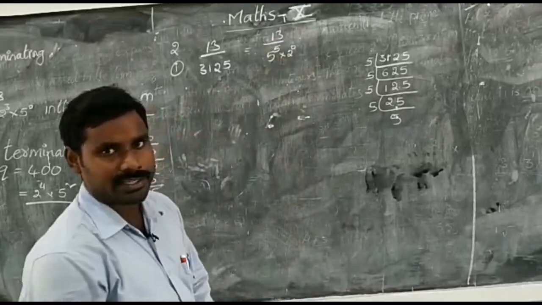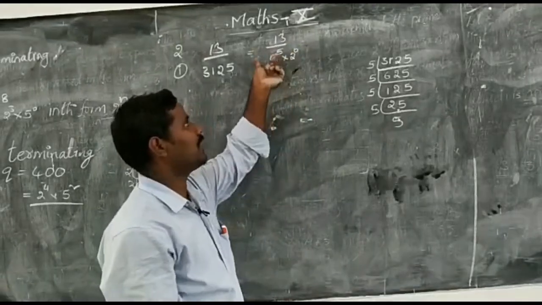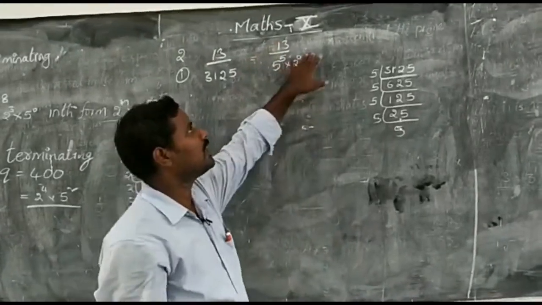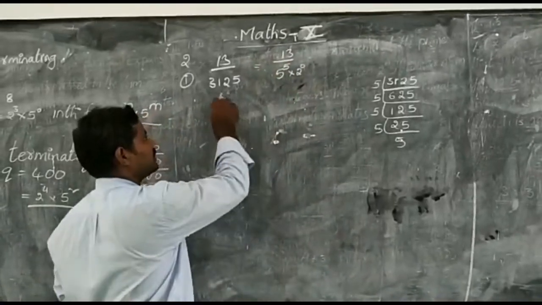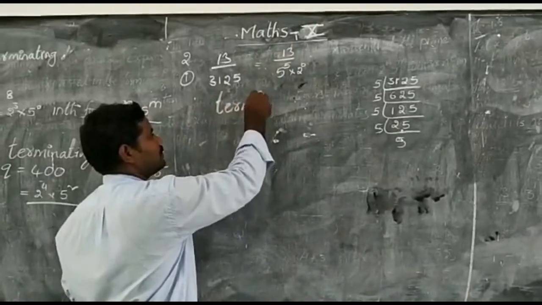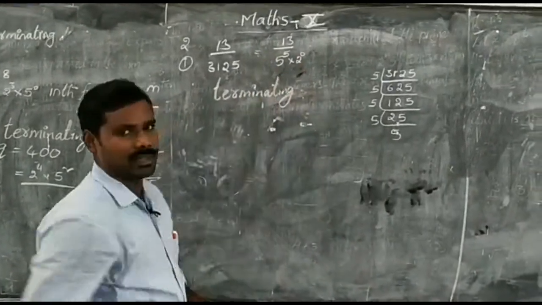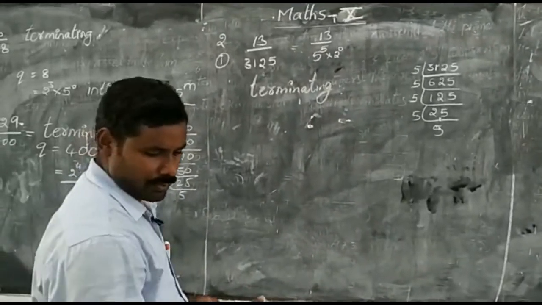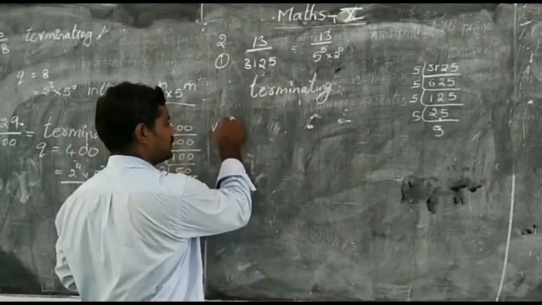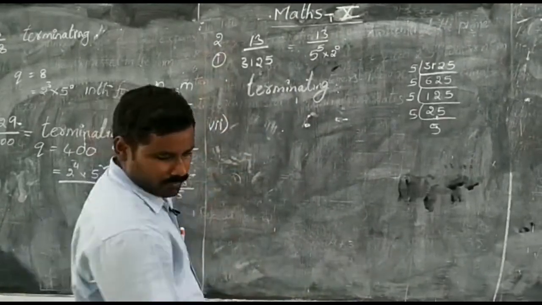Now the denominator q must be in the form of 2 power n into 5 power m. Then it is terminating. It is a terminating decimal. Like this you have to complete the second Roman also. Now I am taking one more problem, the seventh one, in the same Roman, seventh problem.